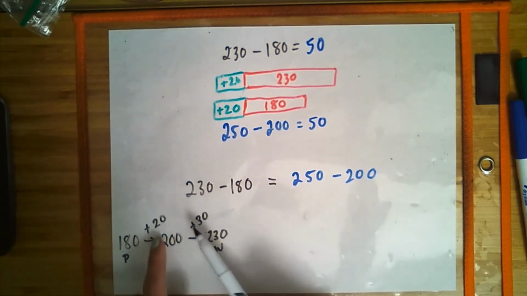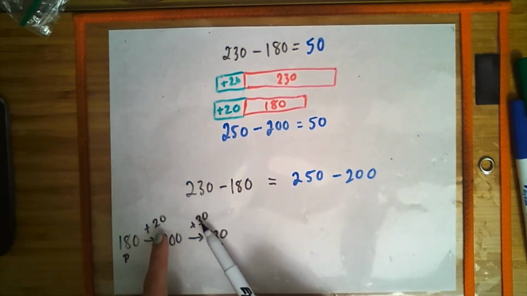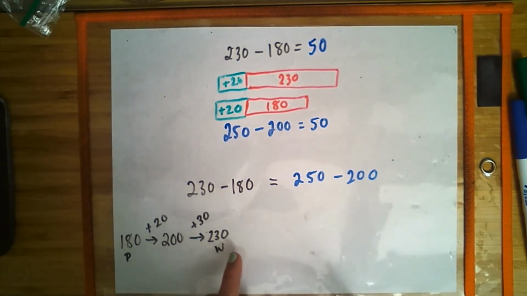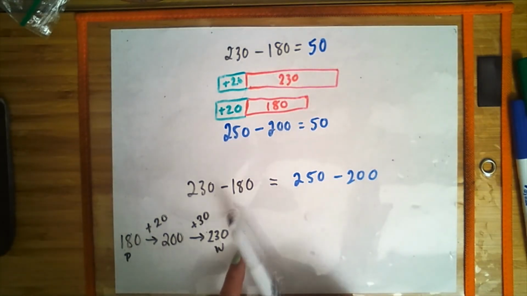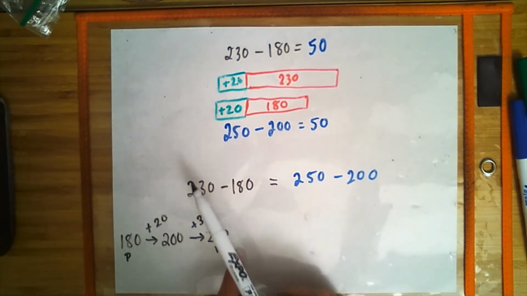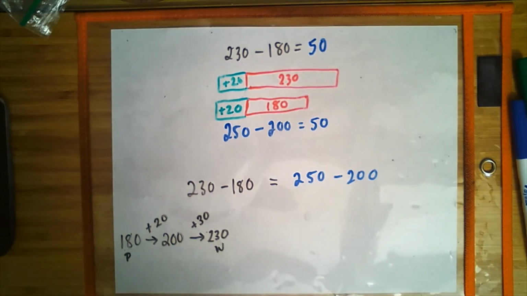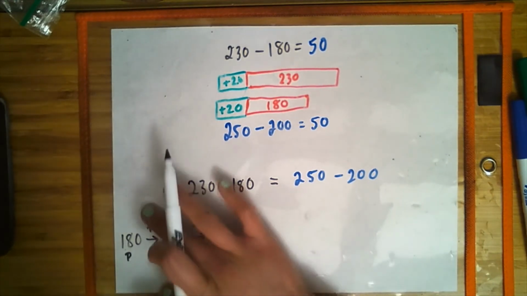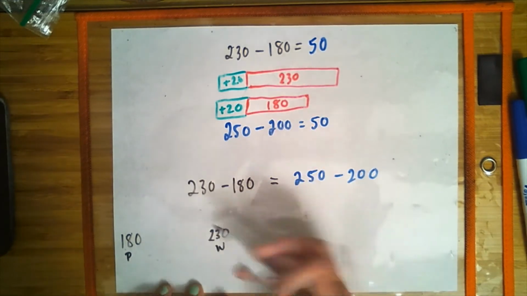And you'll notice that it took me 50 jumps to get to 230. That means that 50 is the correct solution or missing part for 230 minus 180, because it took us 50 jumps to get from 180 to 230. Now let's see if it's going to take us 50 jumps back to get to 180 from 230.